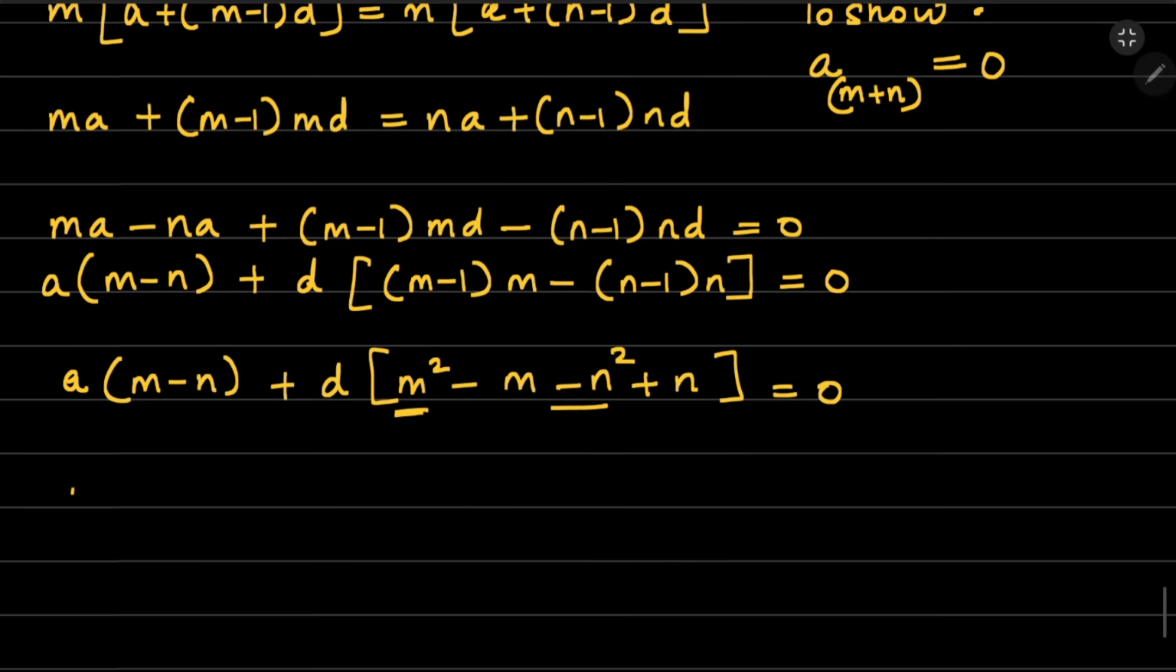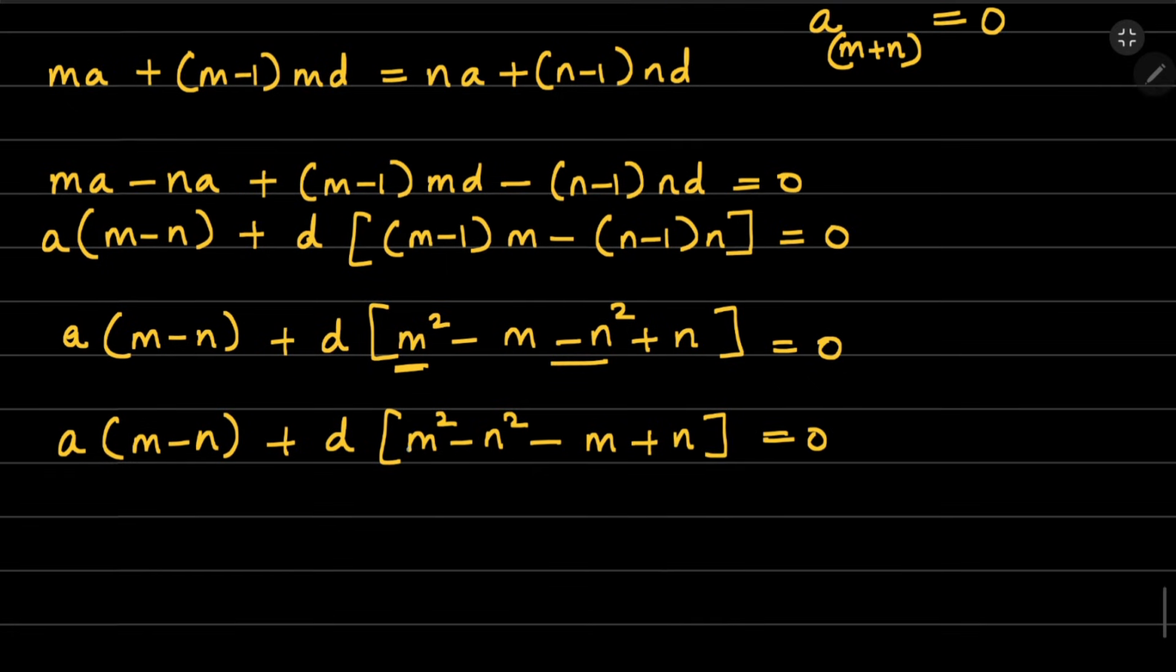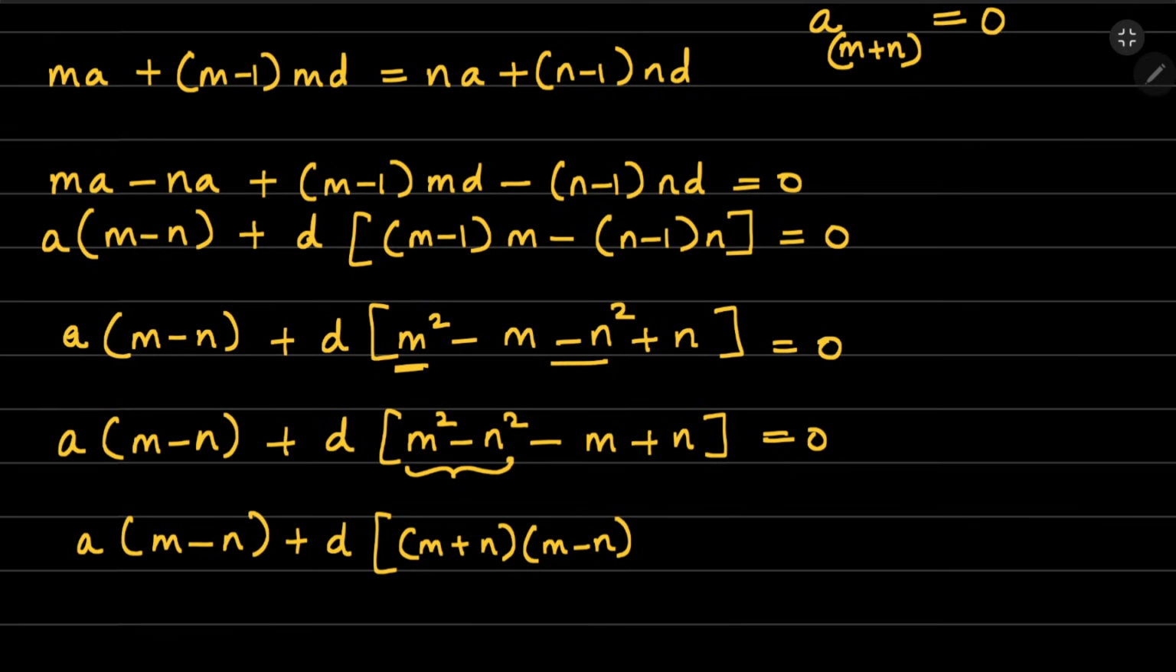Let's write it together. So you have a into (m minus n) plus D multiplied by (m square minus n square minus m plus n). You are just rearranging the terms. What is this m square minus n square? It is (m plus n) into (m minus n). So let's expand it. A into (m minus n) plus D within square bracket. I'm going to expand it using a plus b into a minus b.